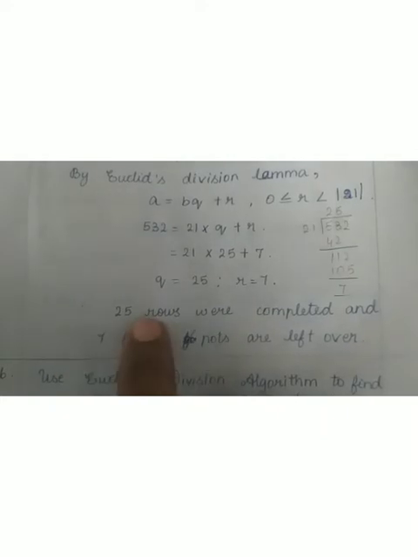By Euclid's division lemma, a equal to bq plus r. By the condition, r is greater than or equal to 0, less than the divisor 21. So now we divide 532 by 21, or 25 times 21. So 532 divided by 21, we get 25 completed rows and remaining 7 flower pots. So here quotient equal to 25 and remainder equal to 7. There are 25 rows completed and 7 flower pots are left over.